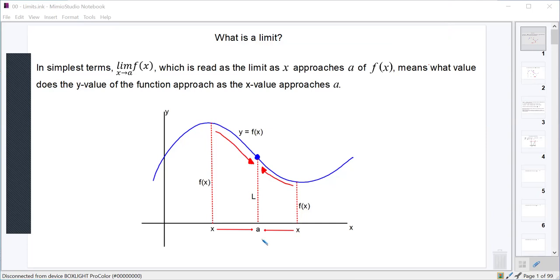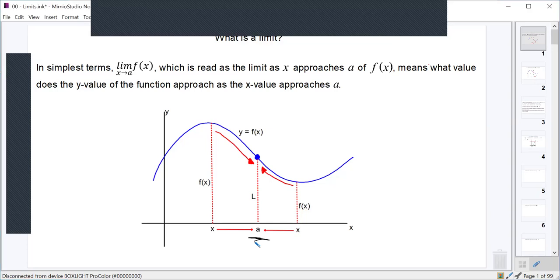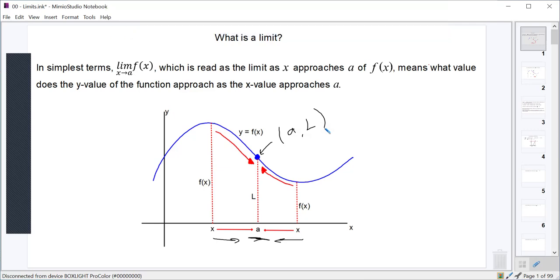So here we've got some a value. As our x values are approaching that, both from the right hand and from the left hand side, we can see that our y values are approaching this point right here. We could call this point (a, L) if we wanted to. And we would say that the limit as x approaches a of this function, f of x, is equal to L. That's just this length here stretching from the x-axis up to our function.